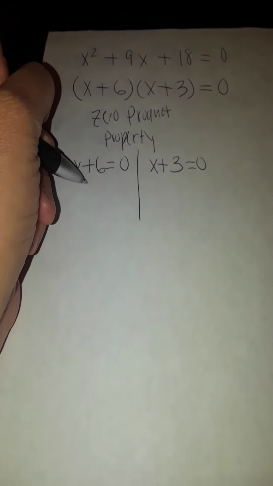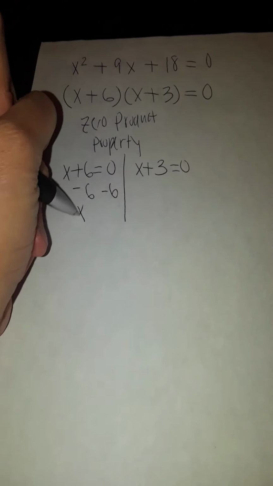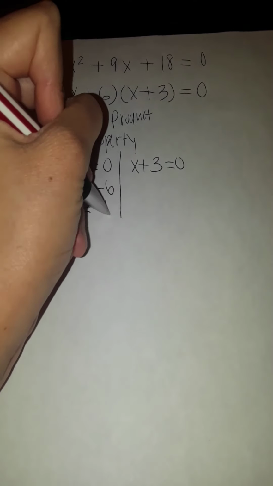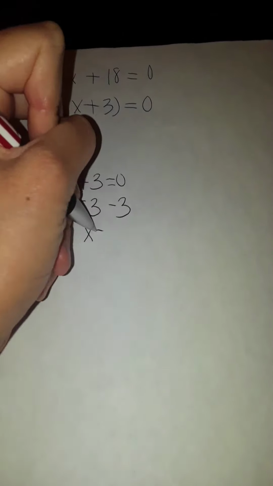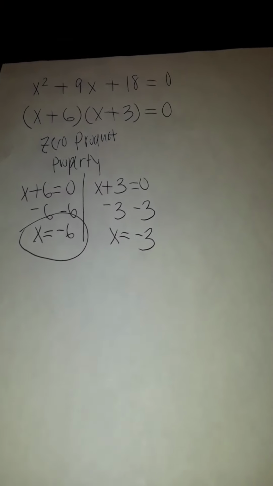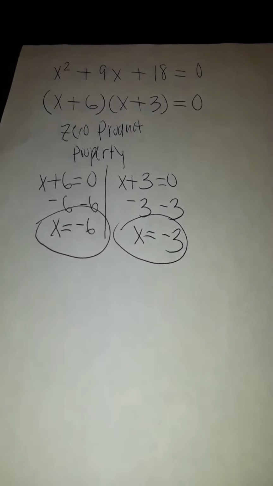How do I solve this one on the left? I'm going to subtract 6 from both sides. Try to get x by itself. x equals -6. First answer. Then I'm going to do the same thing over here, which is a different number. Subtract 3 from both sides. Get x by itself. -3. Second solution.